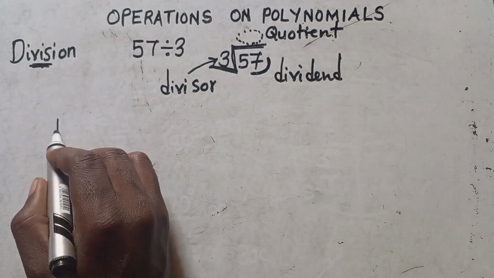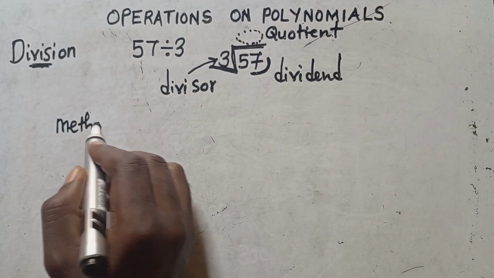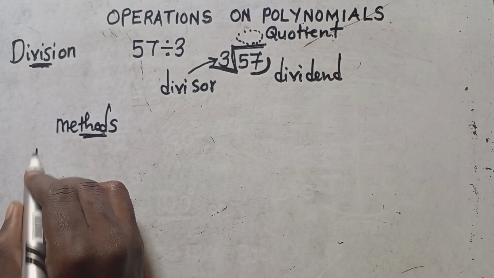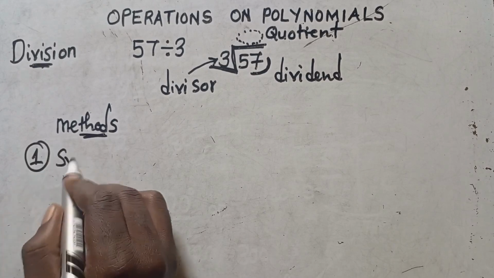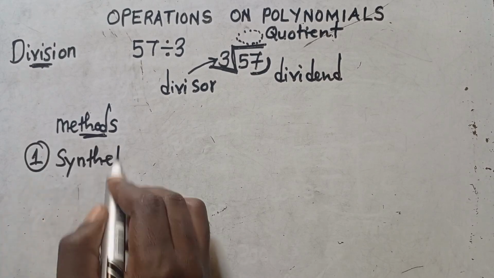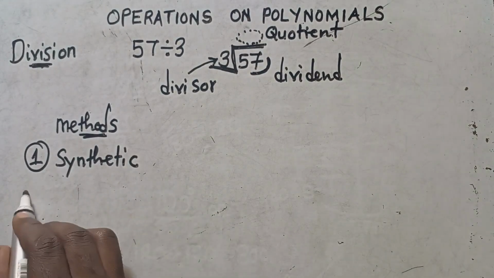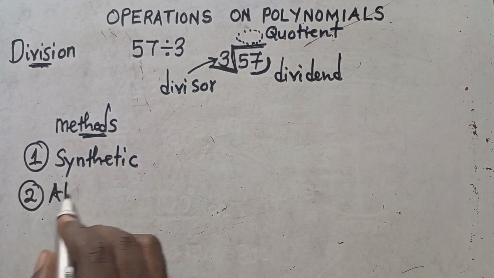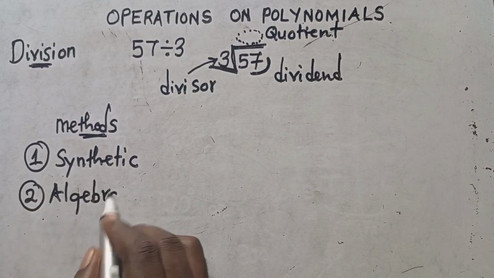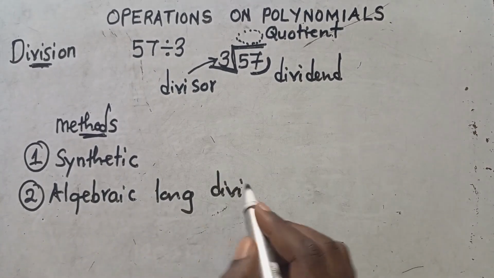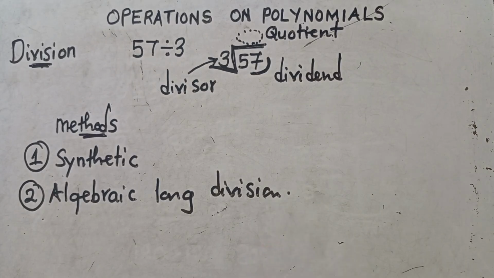There are methods that we get to use each time we want to divide two different polynomials. The first method is called synthetic. So we get to call it what? Synthetic method. The next one is called algebraic. So the next one we get to call algebraic long division. These are the two methods that are used each time you want to divide two different polynomials.